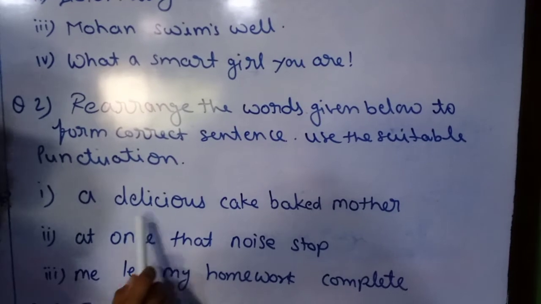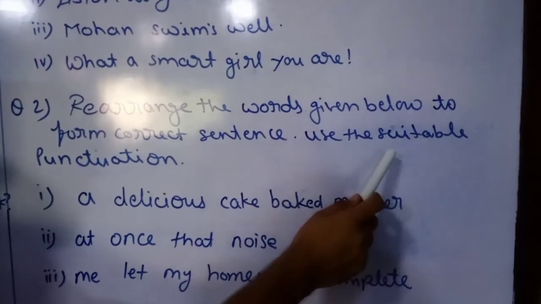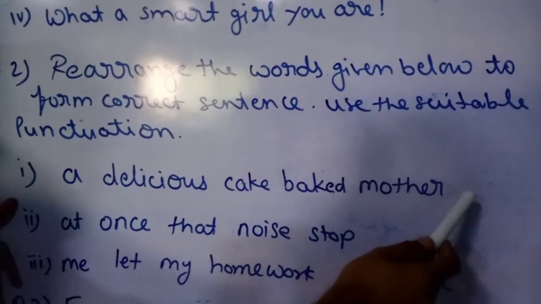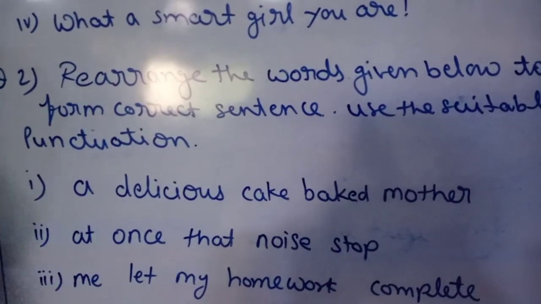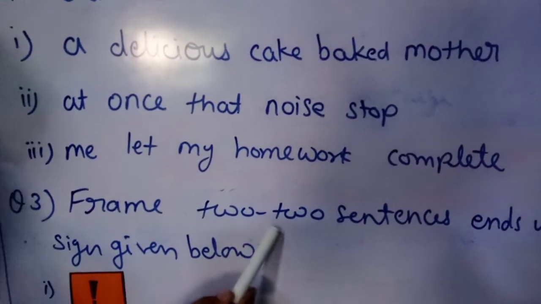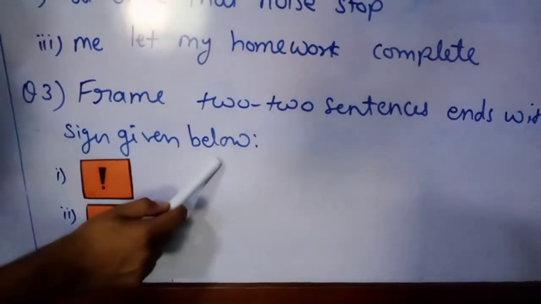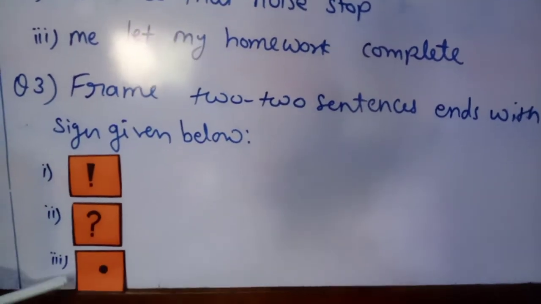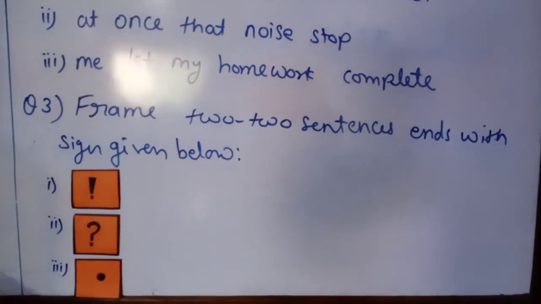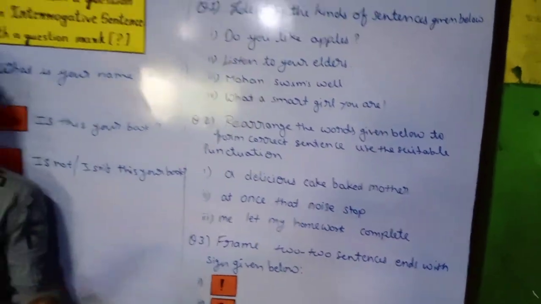Rearrange these given words so that they make sense, and you should use the proper suitable punctuation at the end according to the sentence, which symbol, which sign we have at the end of the sentence. And question number 3 is, frame 2 sentences ending with each sign given below. Here we have 3 signs. Ending with these signs, you should make 2 sentences of each. This way you have to complete your 3 questions.